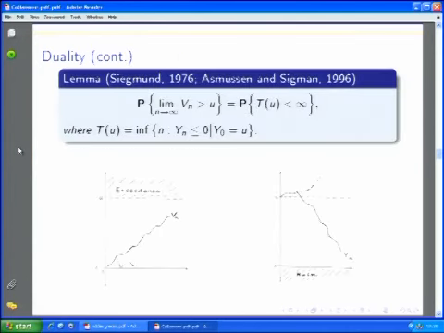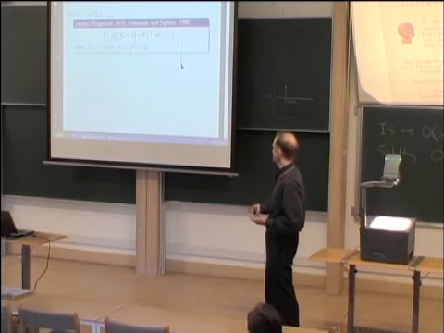Okay, and then the fundamental lemma that I will need in this talk is the following, which appears both in Asmussen and the later paper by Asmussen and Sigman. It says that if we would like to study the ruin probability for a risk process, this is equivalent to the steady state probability of an exceedance for the associated content process. And this is illustrated here in the picture.